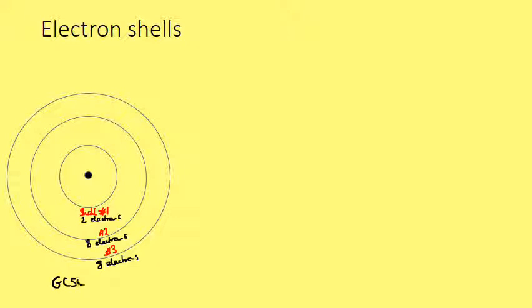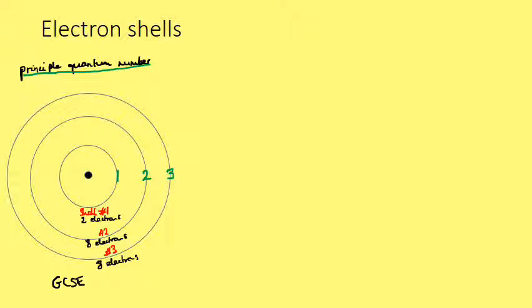So I'm just going to label GCSE, and I also want to introduce a new term for you. That's principal quantum number. And the first shell is principal quantum number 1, the second shell is principal quantum number 2, and the third shell is principal quantum number 3.